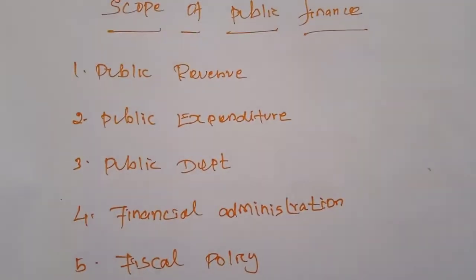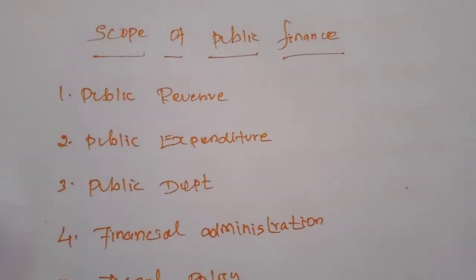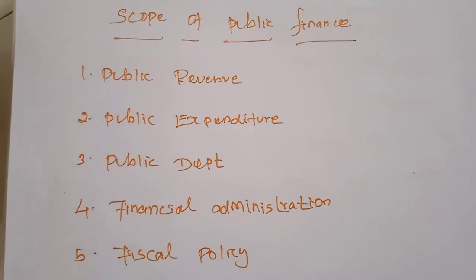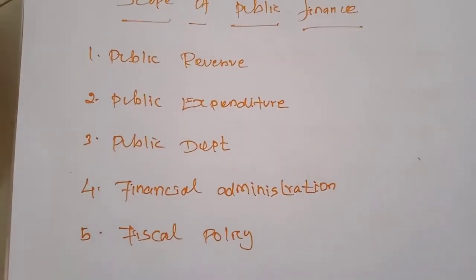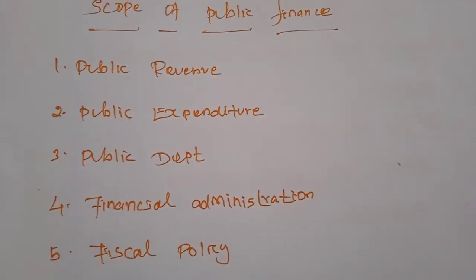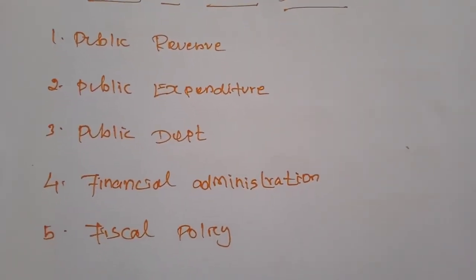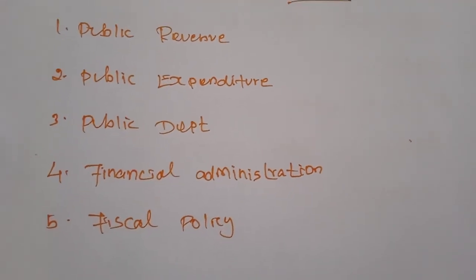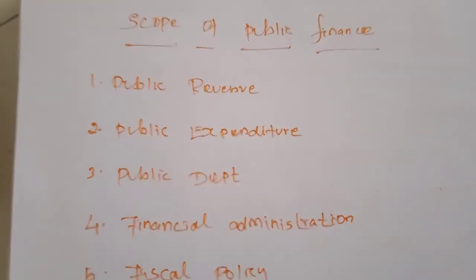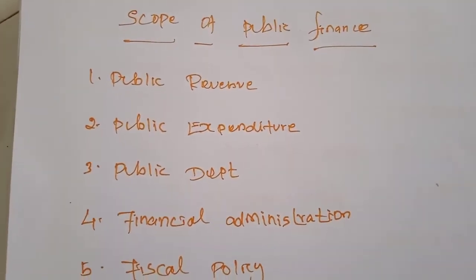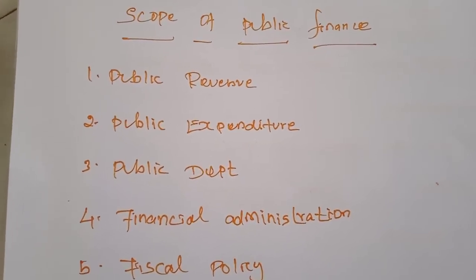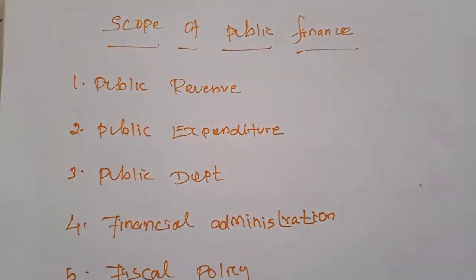Next, the subject matter of public finance, that is, the scope of public finance. In modern times, public finance includes five major subdivisions: public revenue, public expenditure, public debt, financial administration, and fiscal policy. Public revenue deals with the methods of raising public revenue, such as tax and non-tax, the principles of taxation, and the rate of taxation.